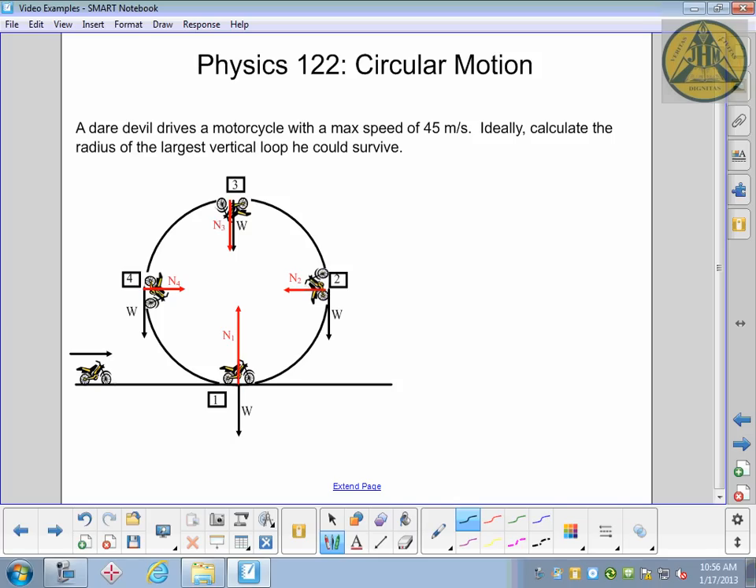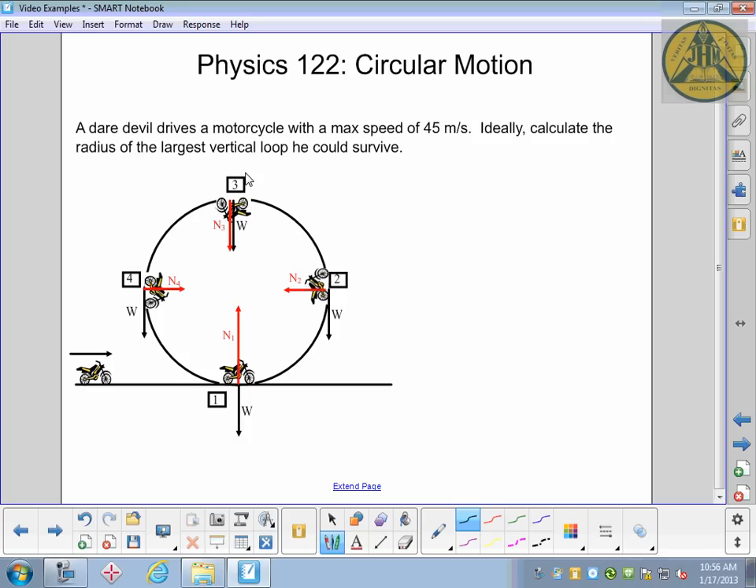All right, and so we've got a diagram that we've set up in class. We have to pay special attention to the direction of the weight and the normal force and the centripetal force. If there's going to be a problem, it's going to be up there at the top of the loop, where your speed slows down and gravity could take over and you could plummet. So you need to have just enough speed to make it through the loop and make it around.